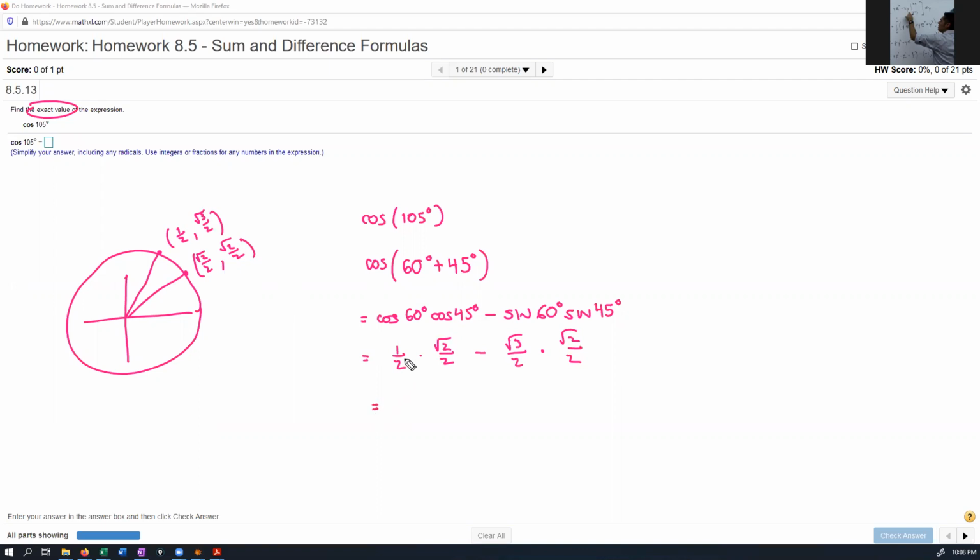And so now we multiply straight across. First, we get √2/4. Then minus, we multiply across there, we get √6/4. So our answer is √2 minus √6 all over 4. Okay, I don't want to type these answers in. Let's just move on.